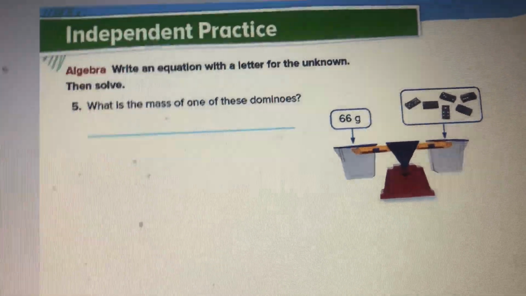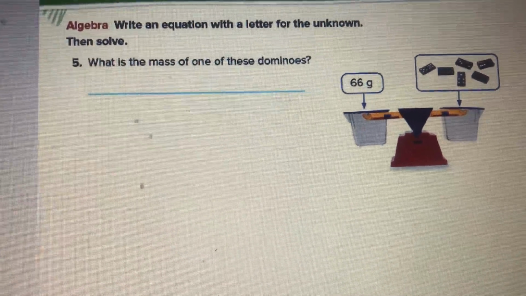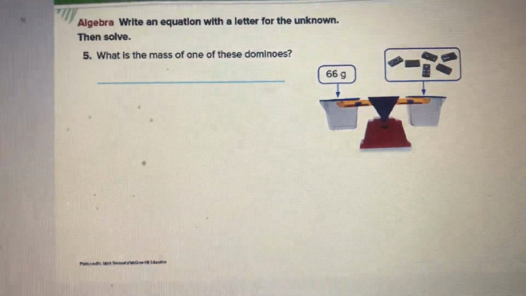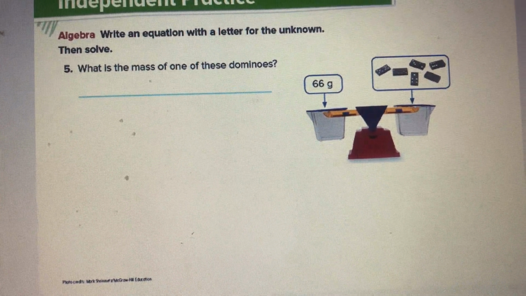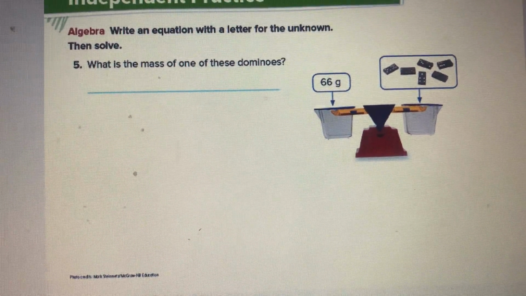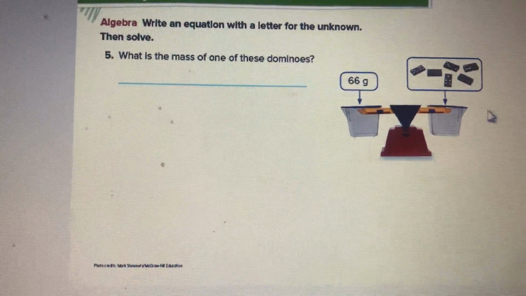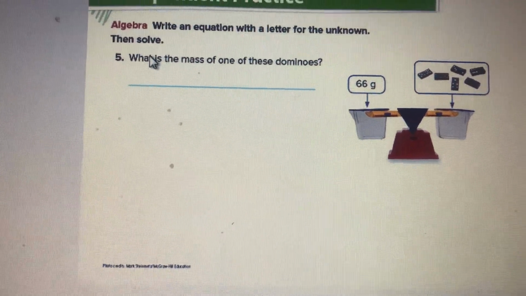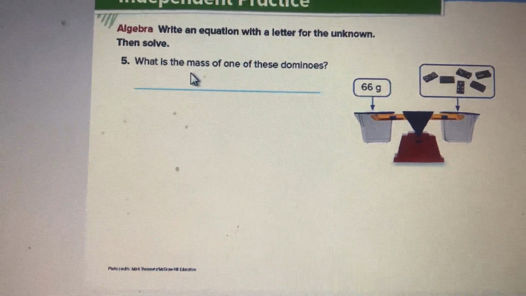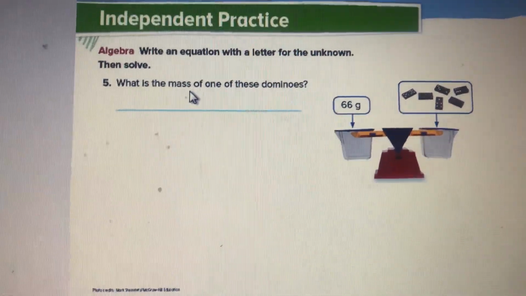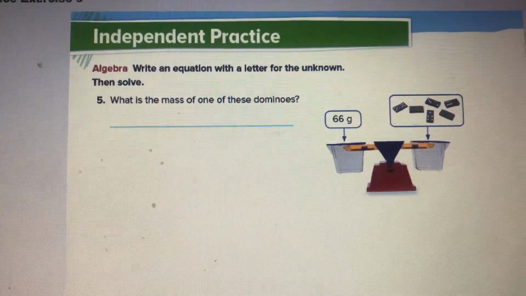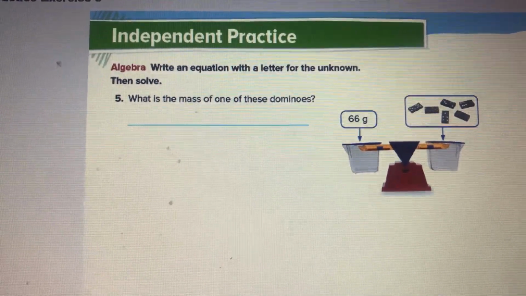We're writing an equation with a letter for the unknown, then solve. What's the mass of one of these dominoes? Okay, we can see that 66 grams divided by how many dominoes are there? 1, 2, 3, 4, 5, 6. So I'm going to write an equation. 66 divided by 6 equals, let's say, D for dominoes. And how much is each one of the dominoes then? What's 66 divided by 6?